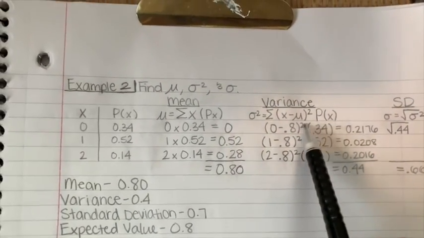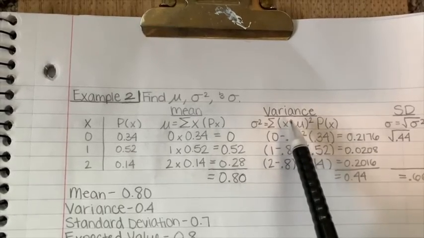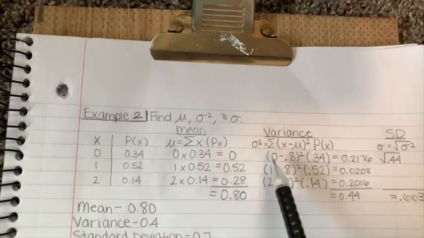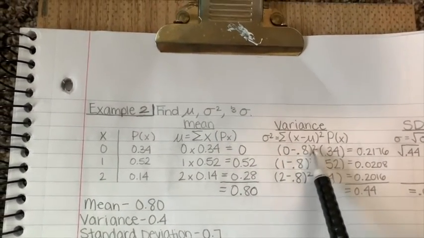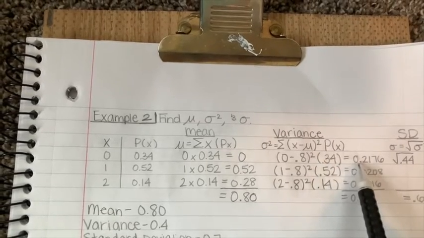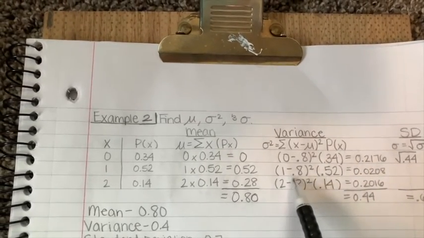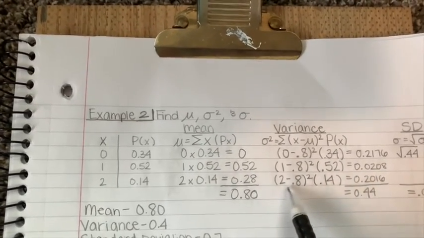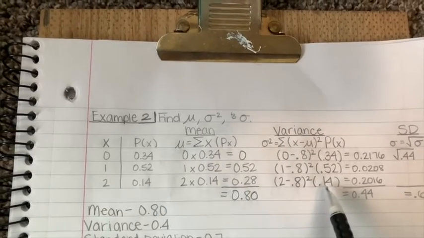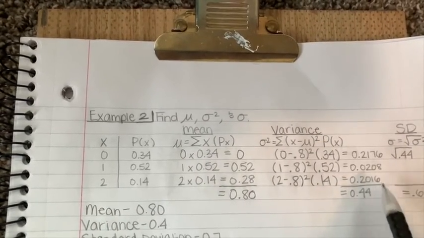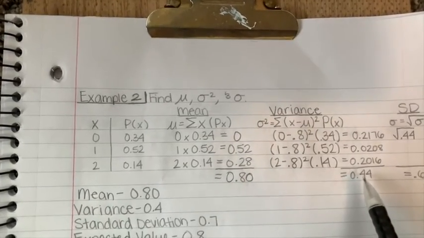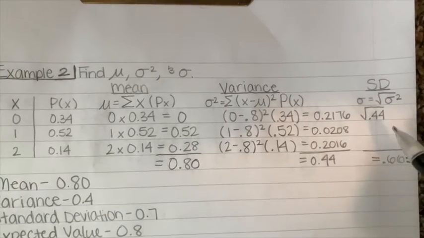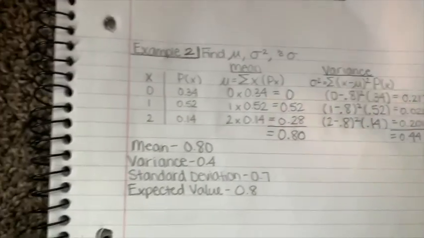For the variance, we're going to use this formula right up here, which is the random variable minus the mean, squared, times the probability. For the first row, we have 0 minus 0.8 squared times 0.34, which is 0.2176. 1 minus 0.8 squared times 0.52 is 0.0208. And 2 minus 0.8 squared times 0.14 is 0.2016. When we add these up together, we get a total variance of 0.44. And then to find the standard deviation, we just take the square root, which is 0.663.